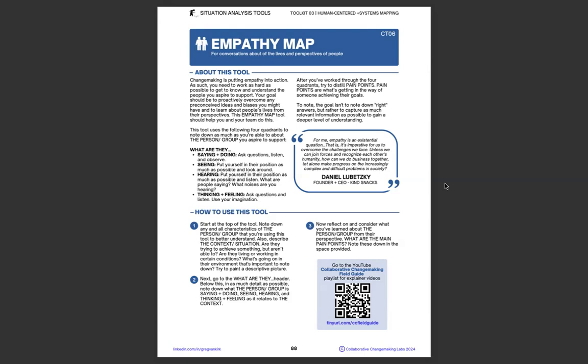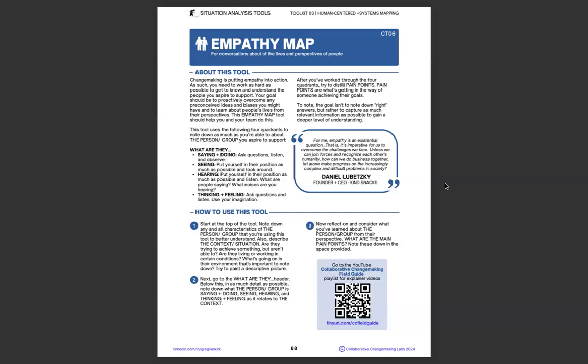So starting with about this tool, change making is putting empathy into action. It's what it's all about. Empathy is the process and the product, hopefully. As such, you need to work as hard as possible to get to know and understand the people you aspire to support. Your goal should be to proactively overcome any preconceived ideas and biases you might have and learn about people's lives from their perspectives, perspective taking. This empathy map tool should help you and your team do this. This tool uses the following four quadrants to note down as much as you're able to about the person and or group you aspire to support.